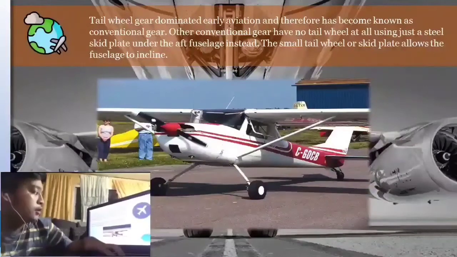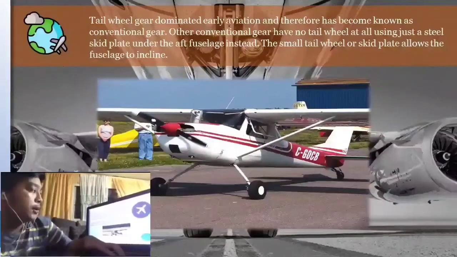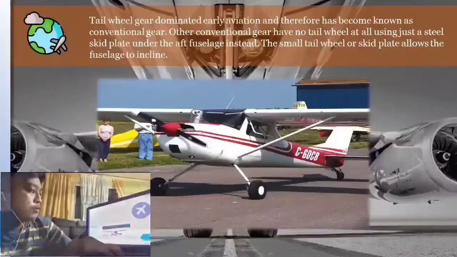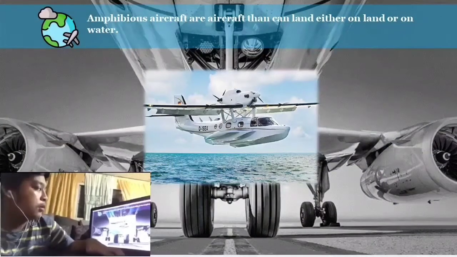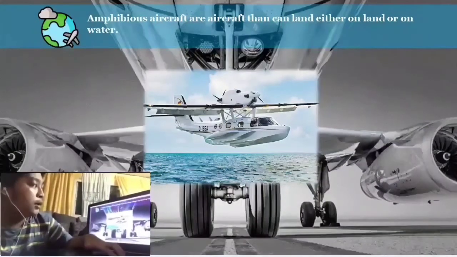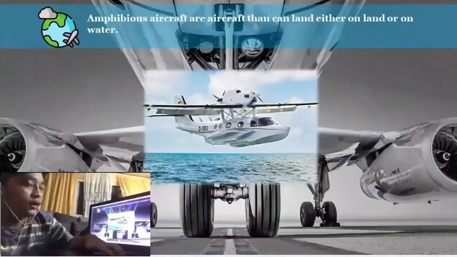Conventional gear is useful and is still found on certain models of aircraft manufactured today, particularly aerobatic aircraft, prop dusters, and aircraft designed for unpaved runway use. Amphibious aircraft are aircraft that can land either on land or on water.